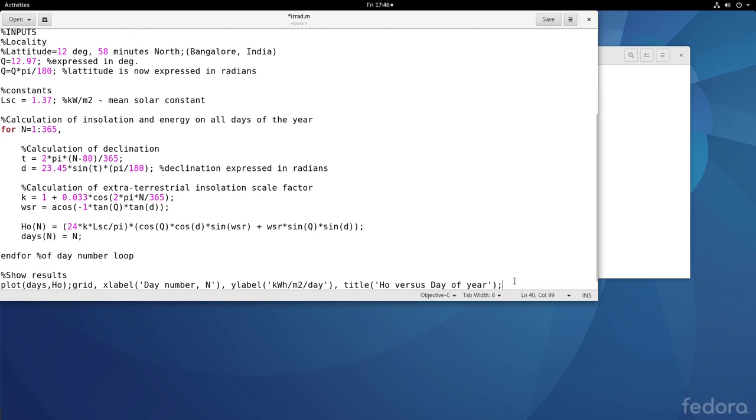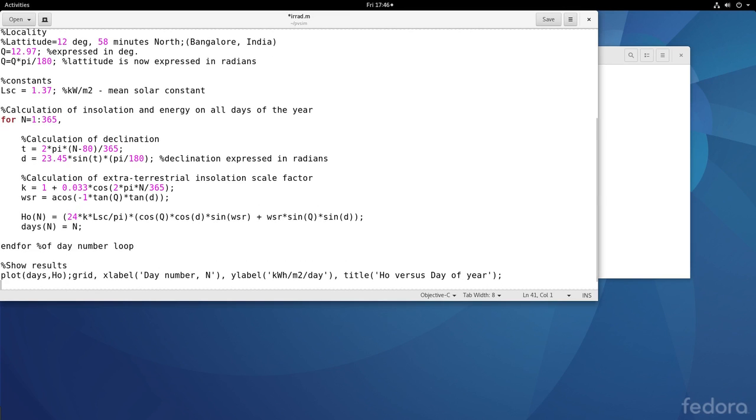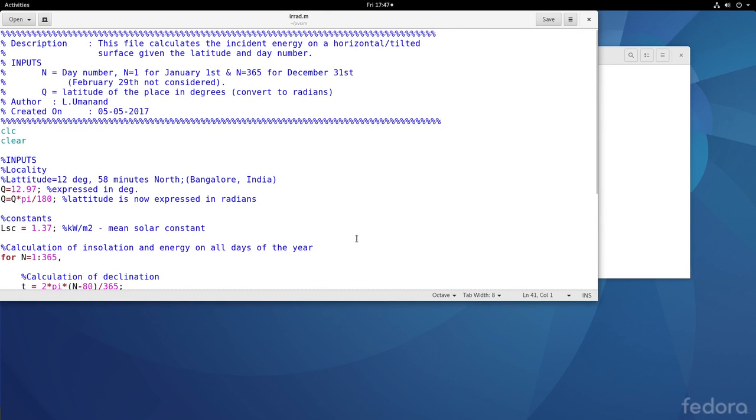So this will complete our simple script file which will do the calculation of the daily energy incident on a horizontal flat plate collector, and we should be able to see the results of this value computed for every day of the year. So we shall now save this file, and that's it, and we have the script file ready to function.